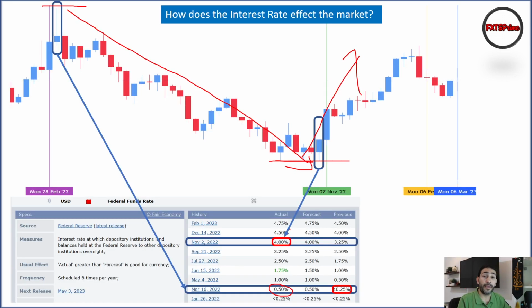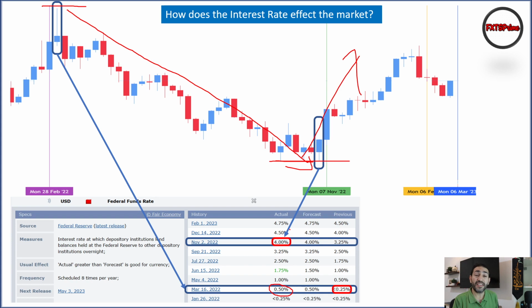Another thing, if you want to learn how the interest rate is going to be stopped, you've got to watch those six indicators: the GDP, the employment, the CPI, the PPI, the PCE, and we have videos on how to watch them and how to protect them.